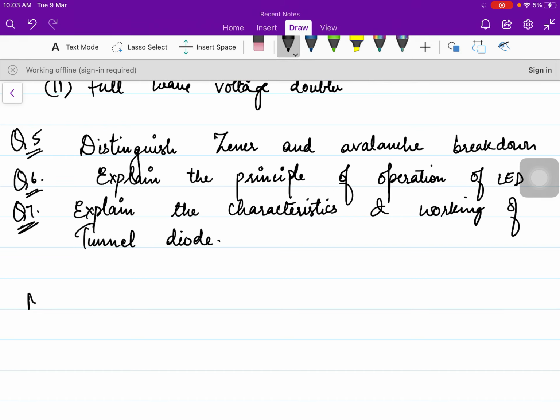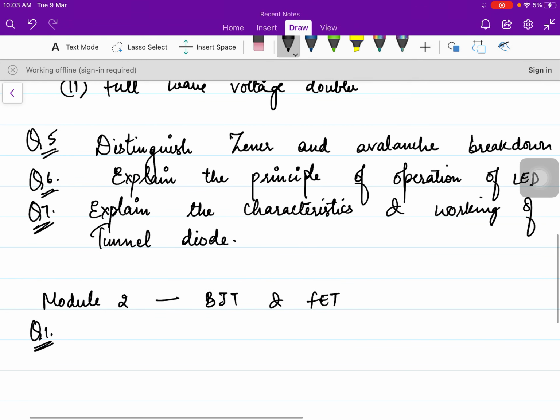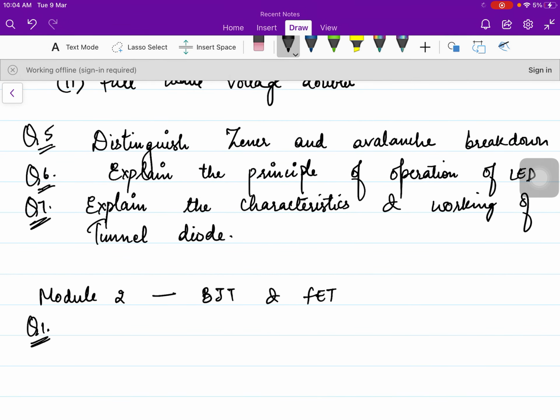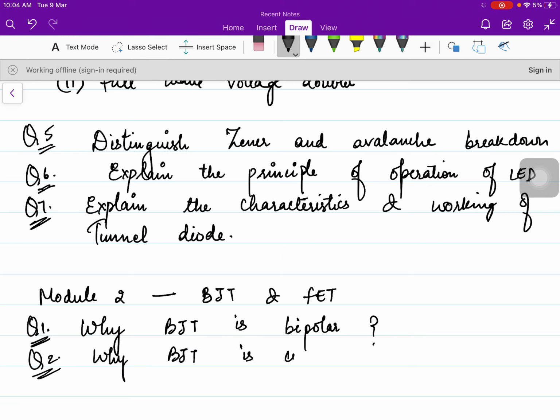Now in the second module, that is module 2, that was BJT and FET. Now first question, you must know the working. I will start even from prior to that. Under 2 marks, a question might come: why is BJT called bipolar? Let us start from the very beginning. Why is BJT bipolar? Second question could be why BJT is a current controlled device.